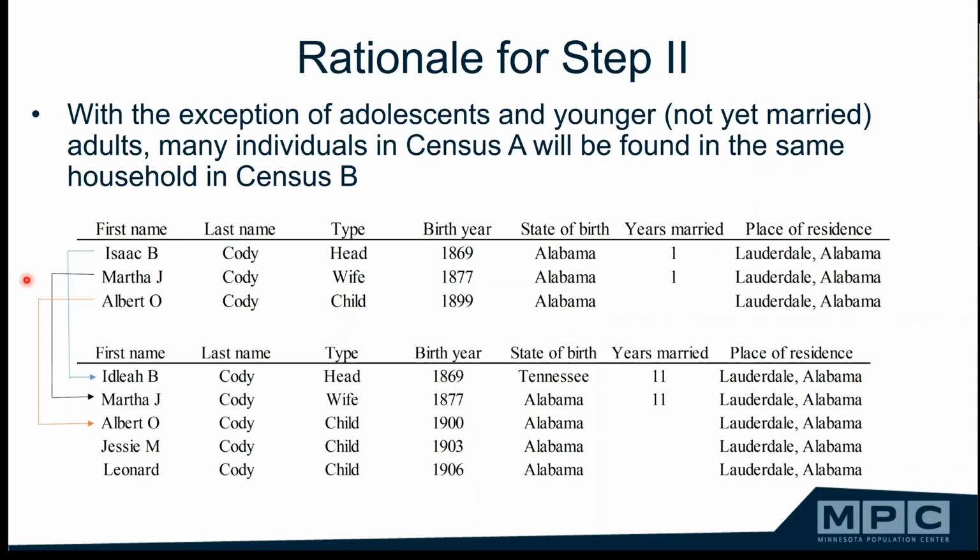Okay, Albert O, a male, because again, we were able to use all these characteristics that I've already outlined for you. But we weren't able to link Isaac B, and obviously we weren't linking women, so we weren't able to link Martha J. What we were thinking, or the rationale for step two, is: what if we try to link Isaac B and Martha J, but we limit the universe of potential matches to individuals in the same household as the person that was linked, Albert O, 10 years later.